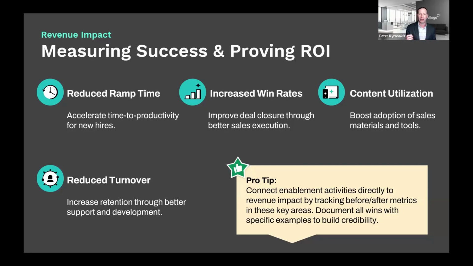So just think about how reducing ramp time has an impact on revenue. Think about how increasing win rate has an impact towards revenue. Content utilization is critically important to make sure you're getting people back, they're utilizing what's being produced, and then ultimately, what's the value in reducing turnover? So again, these are just some of the ones that I lean on when it comes to understanding the impact of what you're doing across the organization and being able to bubble that up to a higher level to tout some of the great things that you've done for the organization, which is so important.